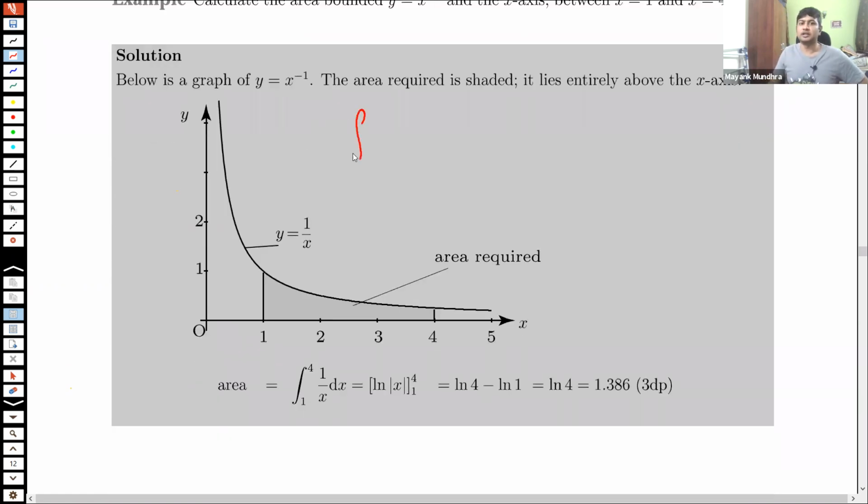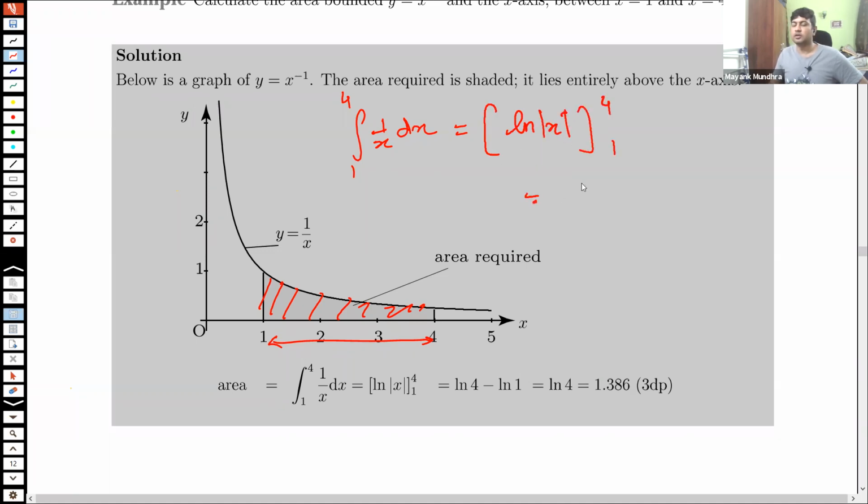So for example, integration of 1 by x dx. Suppose you want to find the area under the curve 1 by x going from 1 to 4. I know that this integration is log of mod x going from 1 to 4. So this is just log of 4 minus log of 1, right? And log of 1 is 0. So this is just log of 4.